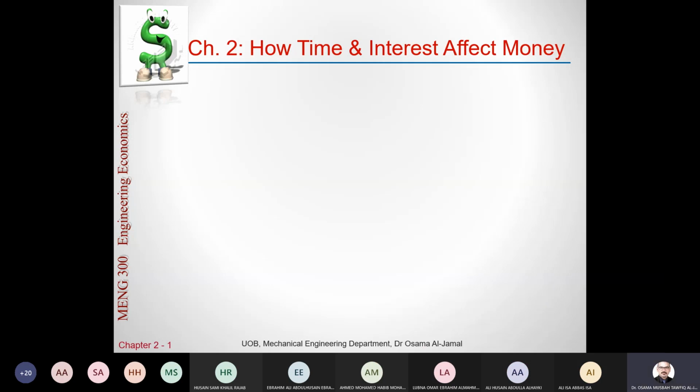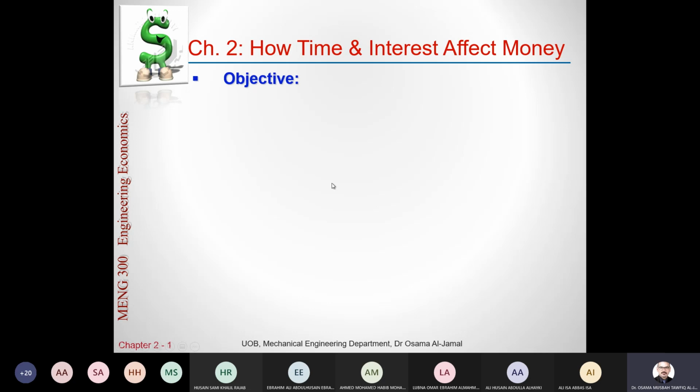This is the second chapter, how time and interest affect the money. Remember, in chapter 1, we talked about the factors and the framework of engineering economics. And we mentioned three things: time, money, with interest. So those, time and money and interest, how they are going to affect the money. We have different cash flows. We'll see them all now one by one over those two weeks, starting from today's lecture.